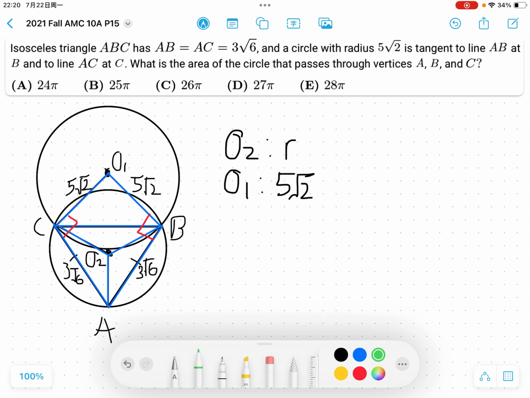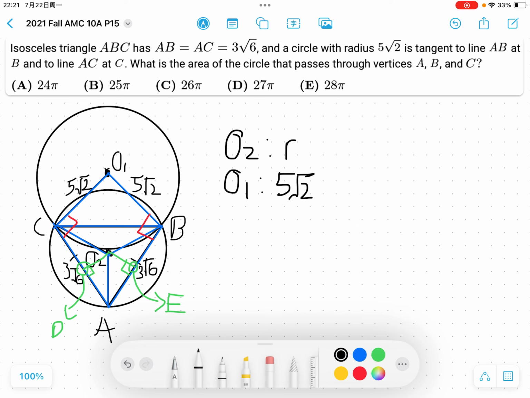So I'm going to add this line, which is a perpendicular line. I'm going to add this line, which is also a perpendicular line. I'm going to say that this point is D, and this point is E. So what's special about these two lines?